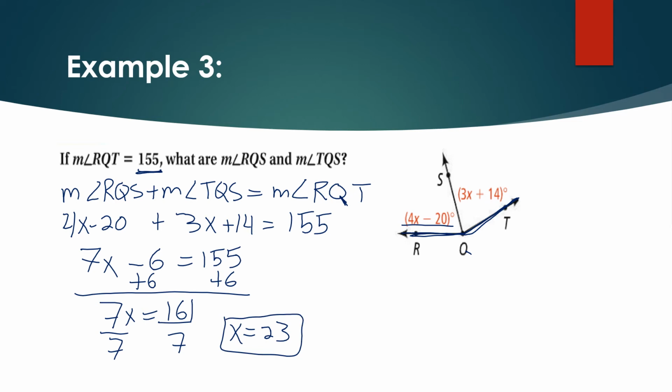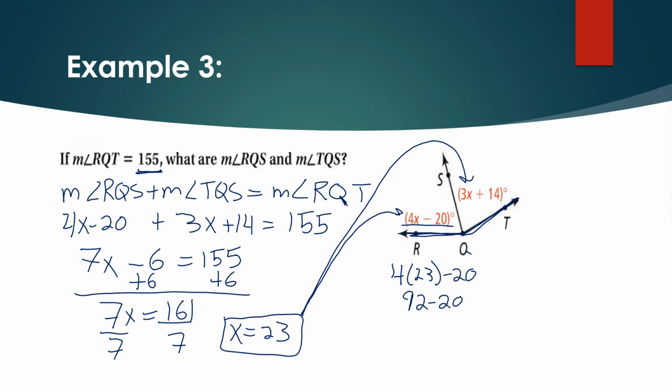Now, again, the rookie mistake here is once you get x equals 23 to move on to the next question. But in reality, what we need to do is plug in to find our angle values. So if I plug in 23 for x, I should be able to figure out what these angles are. So for RQS, it's going to be 4 times 23 minus 20. So 4 times 23 is going to give us 92 minus 20, which is going to be 72. So this is the measure of angle RQS.